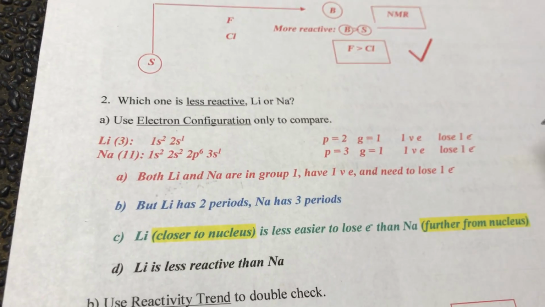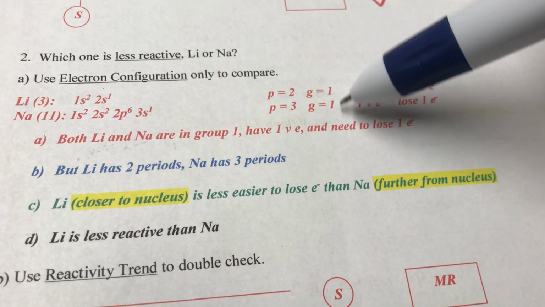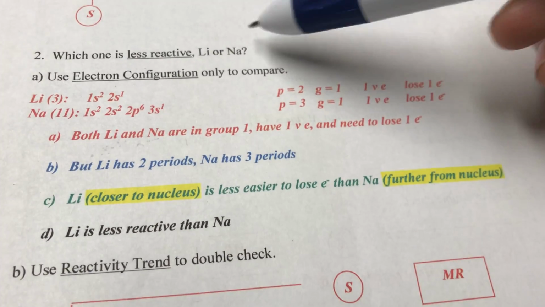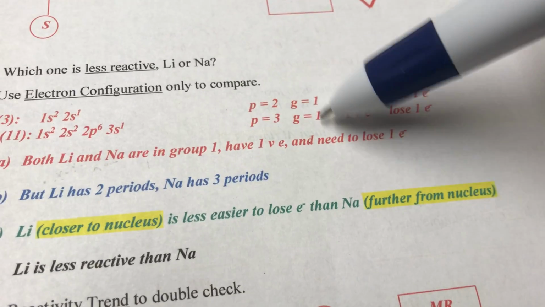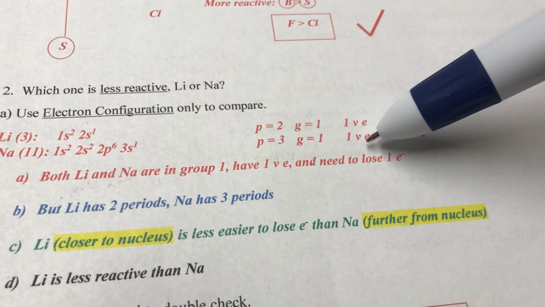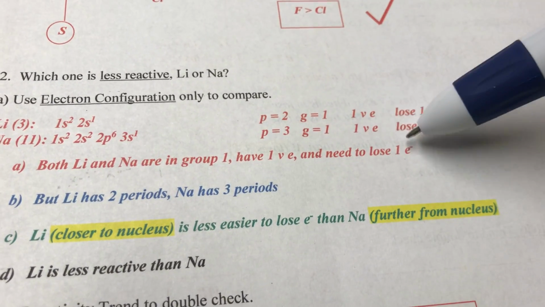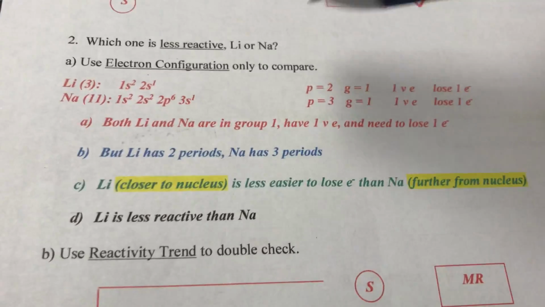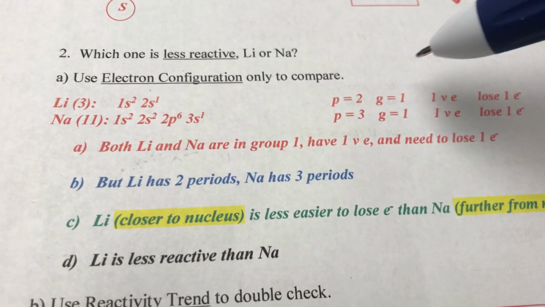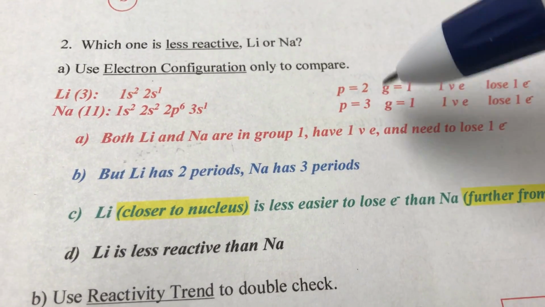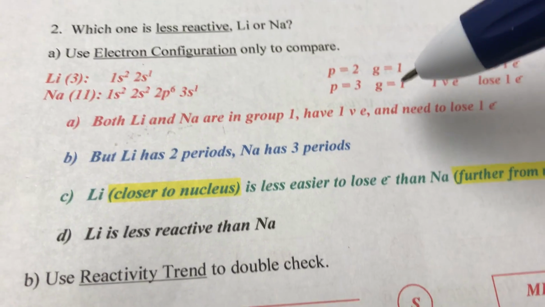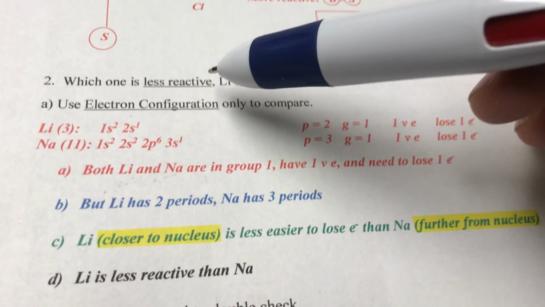Now, do they have anything similar? Yes, they do have something similar. So we have to use the word both. Now, both Li and Na are in group 1, have 1 valence electron, and need to lose 1 electron. Right? So we write down this word similar. But it has something different. What different? Li has 2 period and Na has 3 period. So then now the question is less reactive.